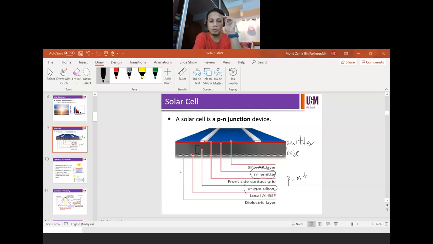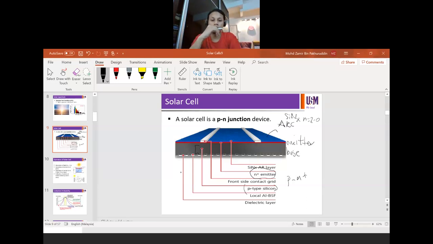So what is the blue layer? The blue layer on top is the anti-reflective coating. Normally for silicon solar cells in industry, we use silicon nitride. There's a reason for that. The main reason for using silicon nitride is its refractive index. The refractive index of silicon nitride is about 2.0, n is equal to 2.0.